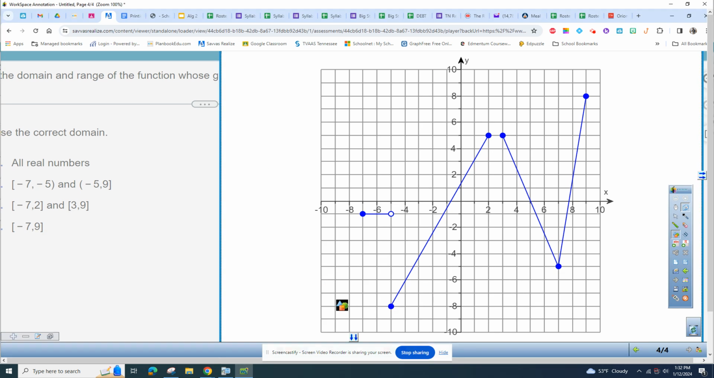I'm going to draw, let's get this thing out of the way, a little box.